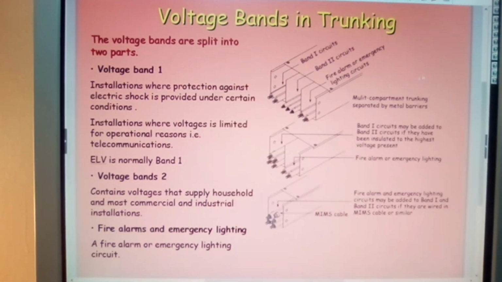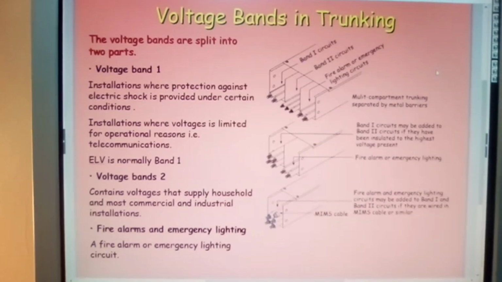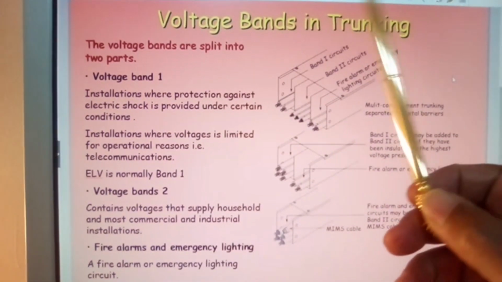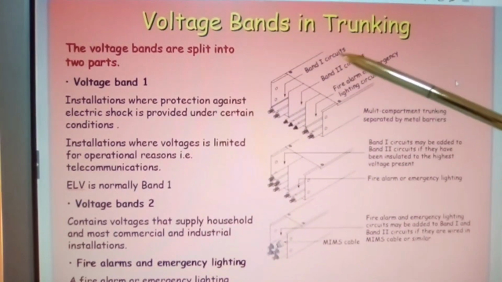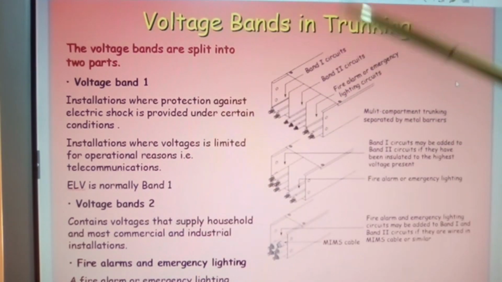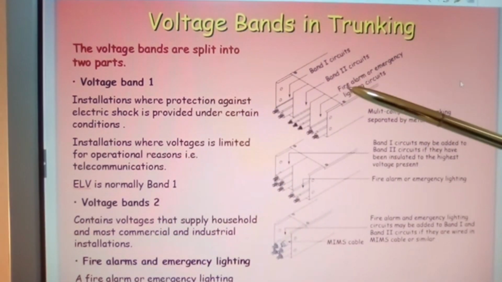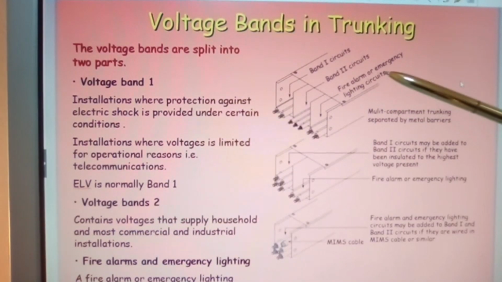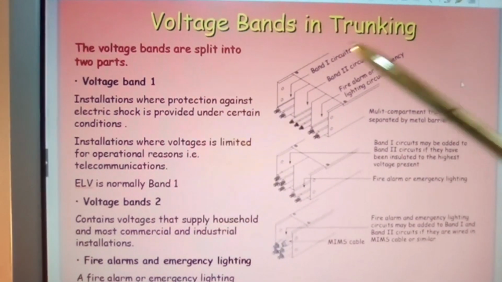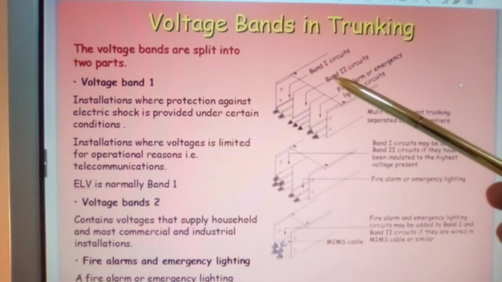Okay, and here we are. Now, when we look at banding, voltage bands in trunking, we're looking at band 1. Now, you should know what band 1 is. Look it up in your IE regulations. Read your on-site guide. Band 2, etc. Fire alarm or emergency lighting circuits, etc. They're all run separately and they're isolated from one another.